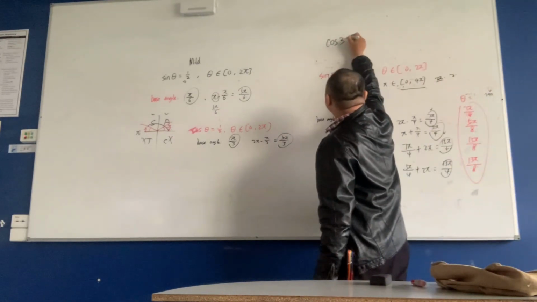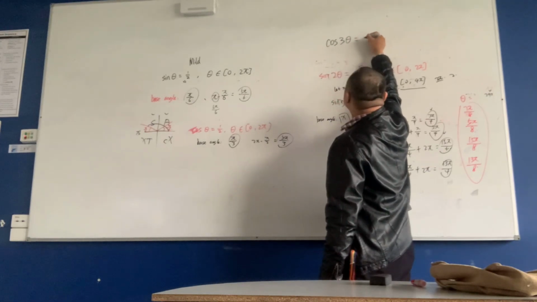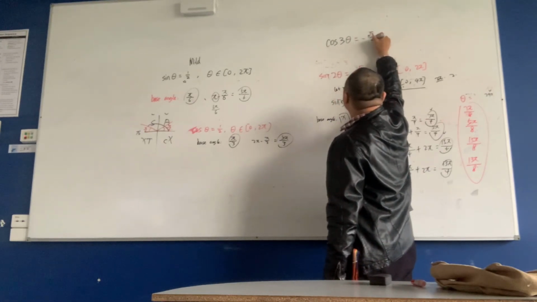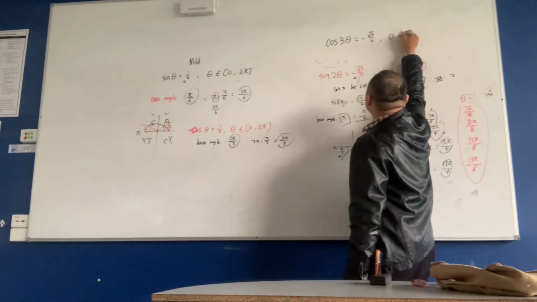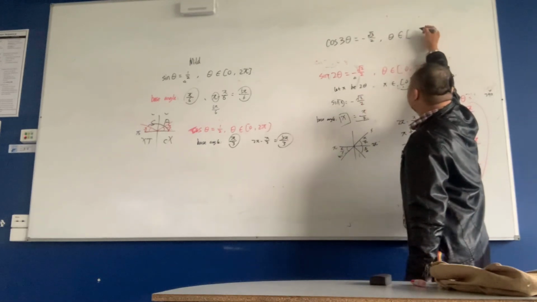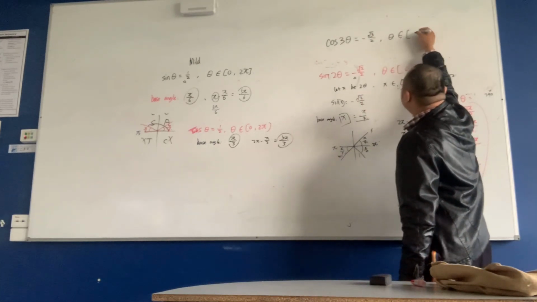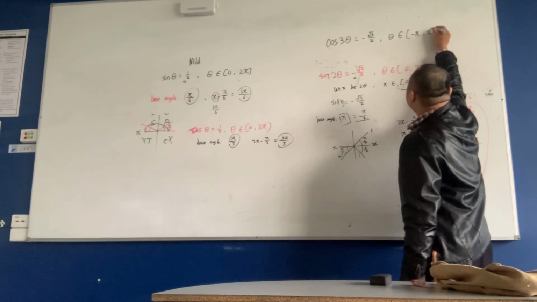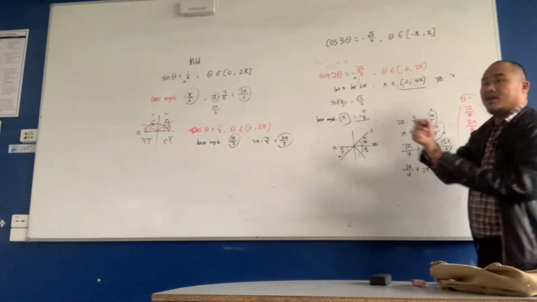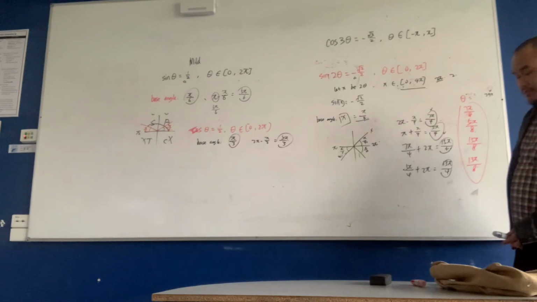Cosine 3 theta equals negative root 3 over 2, and theta belongs to, let's try from negative pi to pi. They will be a little bit different. Negative pi to pi.